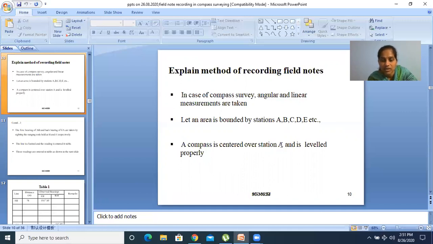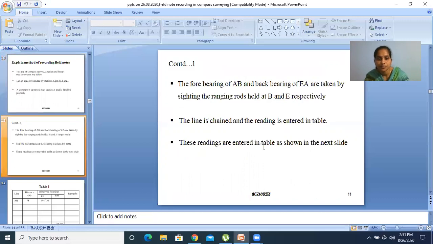After the placement, we have to level it. You know how we can level. After leveling, the forebearing of AB and back bearing of EA are taken by sighting the ranging rods held at station B and E respectively. So from each station, we will take two bearings: one is the forebearing of the following line and the other is the back bearing of the previous line. So we have to take two lines from one station.